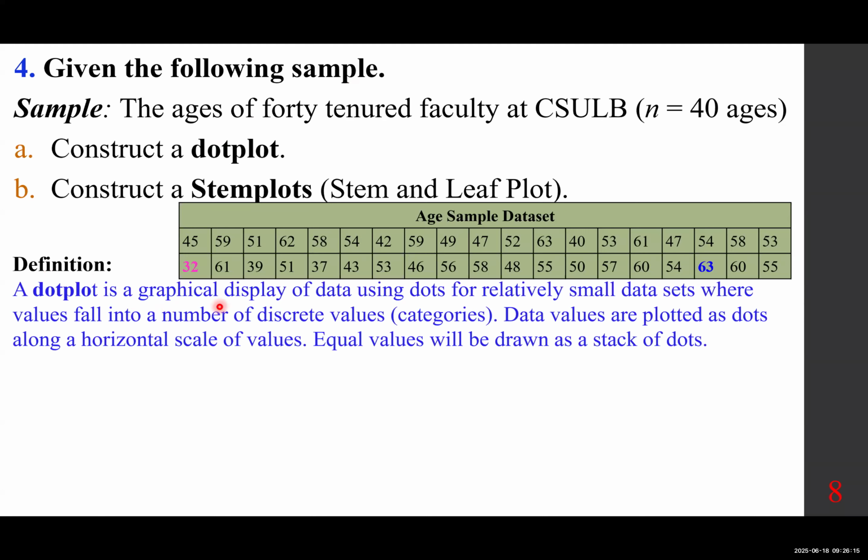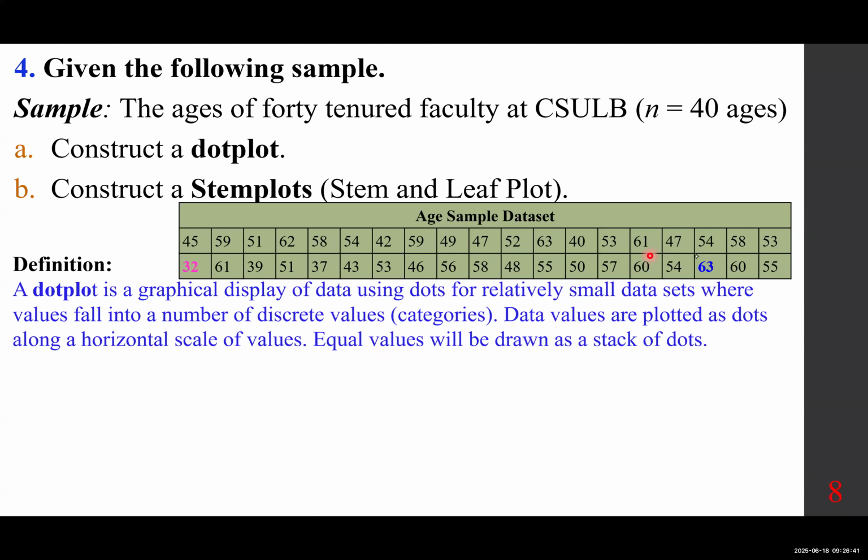A dot plot is a graphical display of data using dots for relatively small data sets where values fall into a number of discrete values, categories. Data values are plotted as dots along a horizontal scale of values. Equal values will be drawn as a stack of dots. That is the definition. So what do we do first?